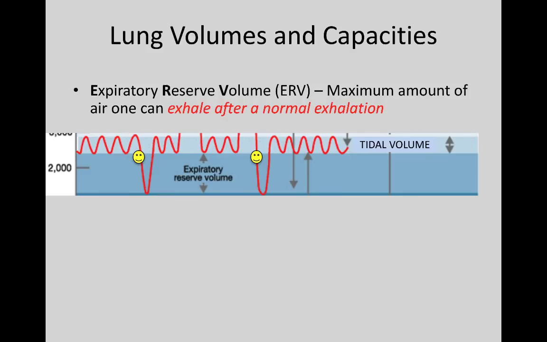The third volume is the expiratory reserve volume. This is the maximum amount of air one can exhale after a normal exhalation. So again, after a normal exhalation is key. It is a measurement of what you are capable of forcefully exhaling out of your lungs. In this example, about 1,000 milliliters of air.